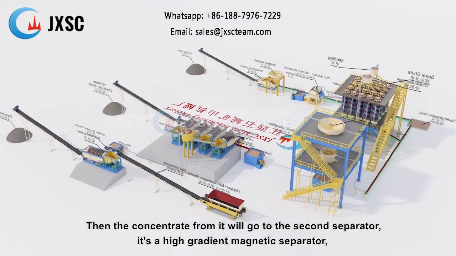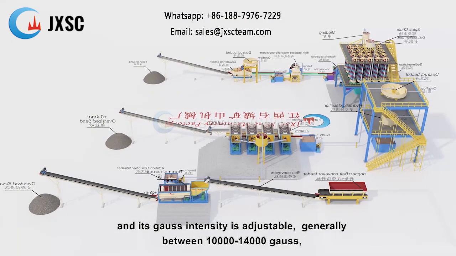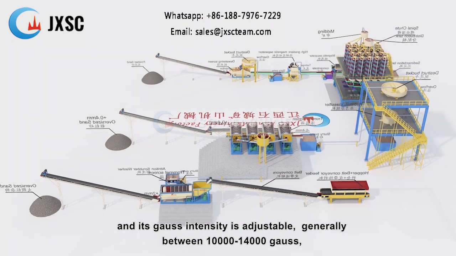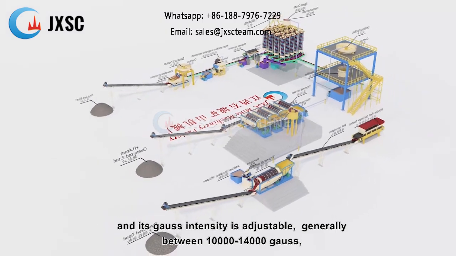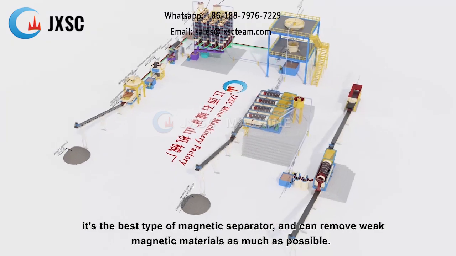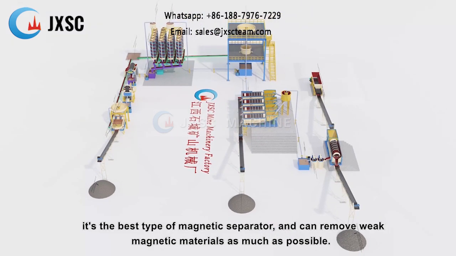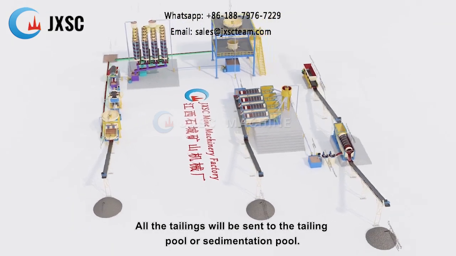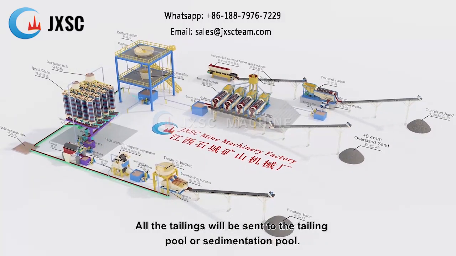It's a high gradient magnetic separator, and its Gauss intensity is adjustable, generally between 10,000 to 14,000 Gauss. It's the best type of magnetic separator and can remove weak magnetic materials as much as possible. All the tailings will be sent to the tailing pool or sedimentation pool.